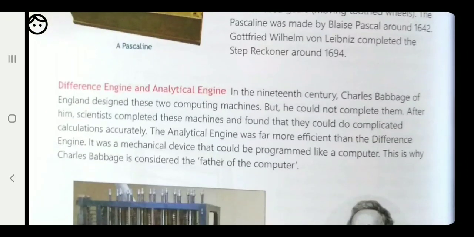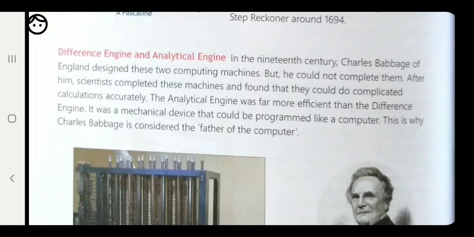Difference engine and analytical engine. In the 19th century, Charles Babbage of England designed these two computing machines, but he could not complete them. After him, scientists completed these machines and found that they could do complicated calculations accurately. The analytical engine was far more efficient than the difference engine. It was a mechanical device that could be programmed like a computer. This is why Charles Babbage is considered the father of the computer.